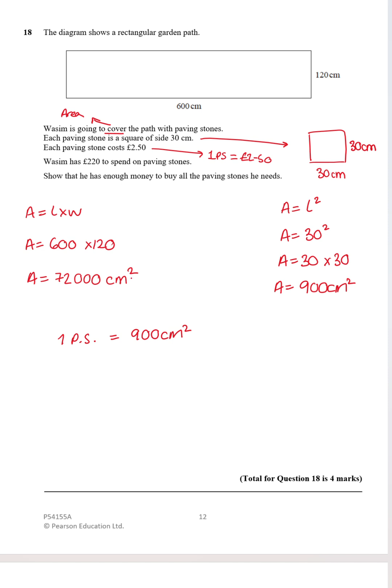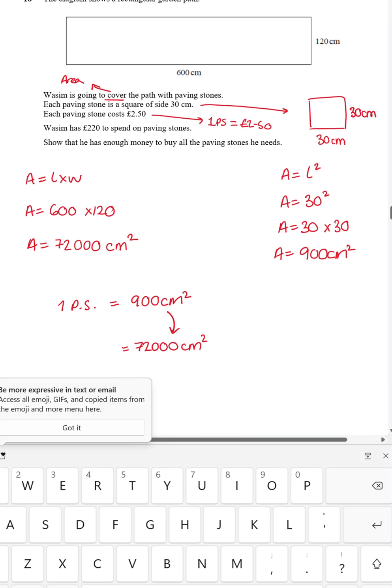I also know that I need to cover an area of 72,000. So I'm going to put that underneath in my ratio, matching up my units. And I'm going to work out a multiplier. Some of you, again, might be able to spot what that multiplier is. In case you don't know, we're going to do this number here divided by this number.